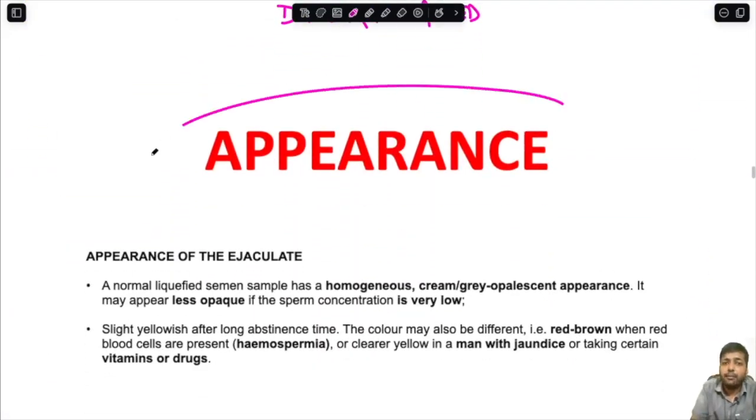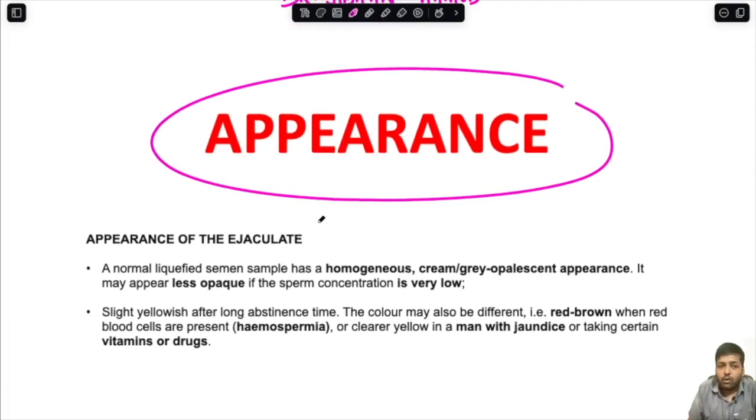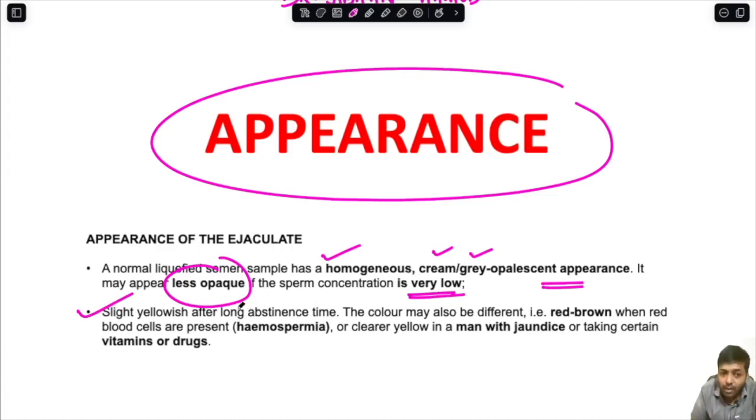Next, we are going to see the appearance of the ejaculate. A normal liquefied semen sample has a homogeneous cream or gray opalescent appearance. It may appear less opaque if the sperm concentration is very low. It may be slightly yellowish; remember one thing, the ejaculate can become slightly yellowish after a very long abstinence time. Now the color may also be different. A reddish brown color can occur when red blood cells are present, which is called hemospermia. Or a clearer yellow color occurs in a man with jaundice or who is taking any kind of vitamins or drugs. So this is about the appearance.